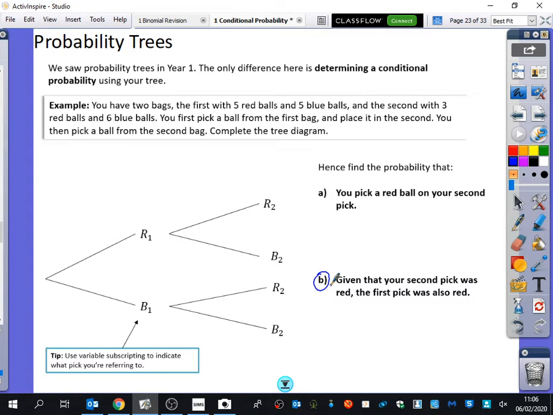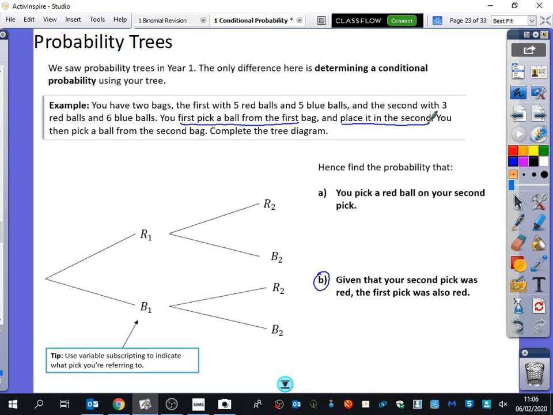You've got two bags, the first with 5 red balls and 5 blue balls. The second one has got 3 red and 6 blue. You first pick a ball from the first one, place it in the second. You then pick a ball from the second bag, complete the tree diagram. So there's some interesting things happening here. Okay? You pick from the first, you put it in the second.